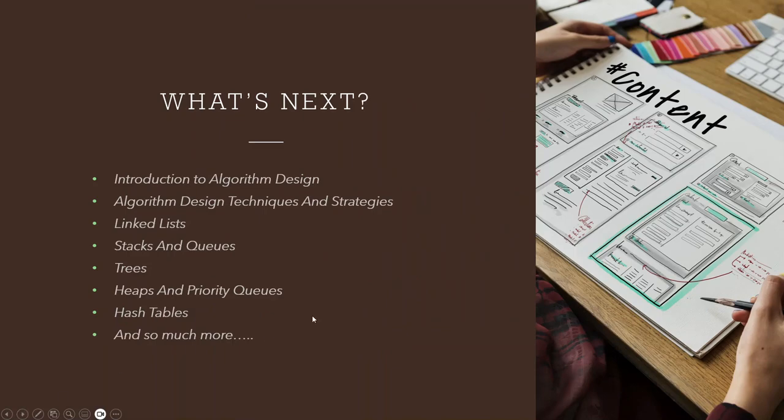Resources available. We're going to go through and look at algorithm design, how we structure what's taking place, the techniques and strategies. We're going to look at linked lists. These are data structures. So data structures are different from data types.